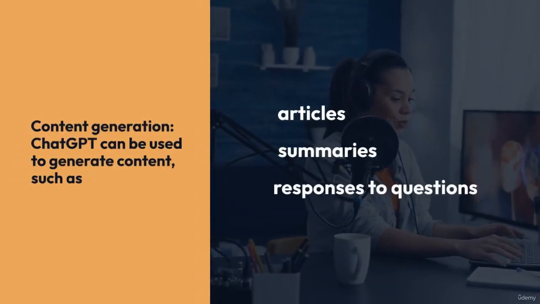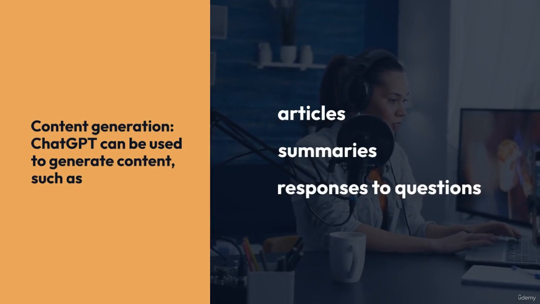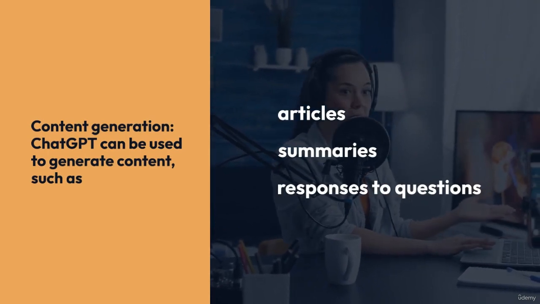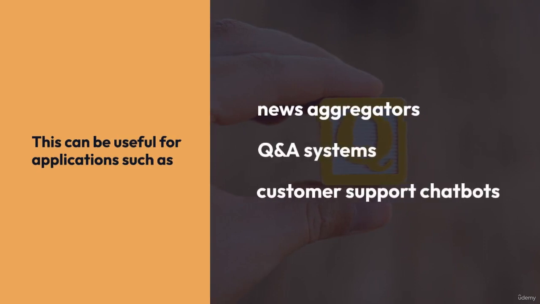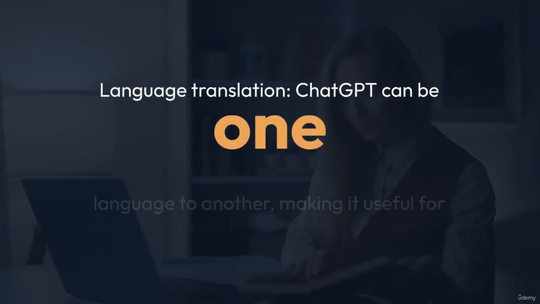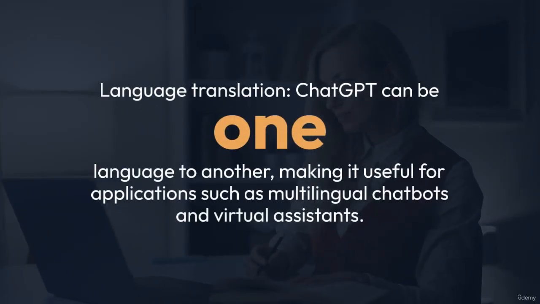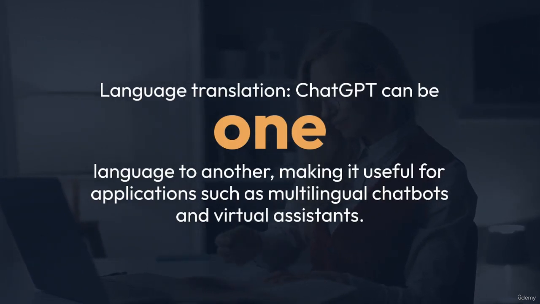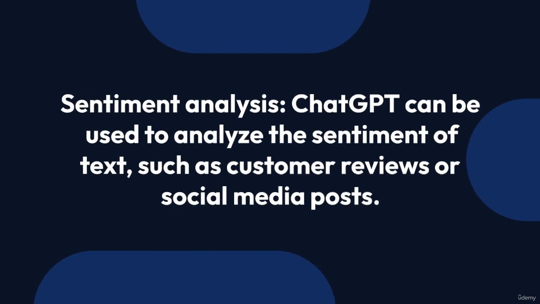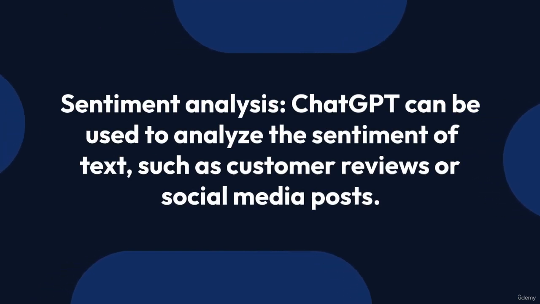Okay, content generation. It can be used for generating articles, summaries, responses to questions, etc. This can be useful for applications such as news aggregators, Q&A systems, and customer support chatbots. And ChatGPT can be used to translate from one language to another, making it useful for applications such as we mentioned before.